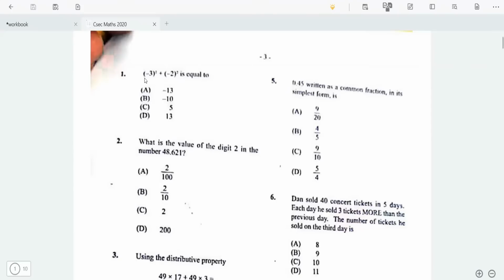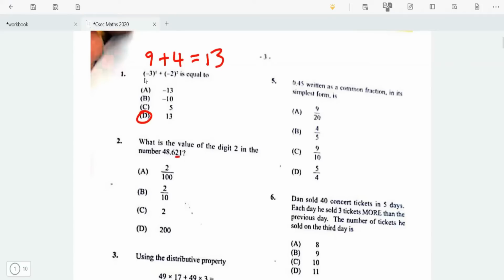The first part said to work out what is negative 3 squared plus negative 2 squared. Negative 3 squared is 9, plus negative 2 squared is 4. 9 plus 4 is 13. So that's option D.